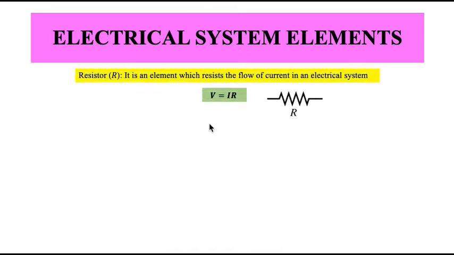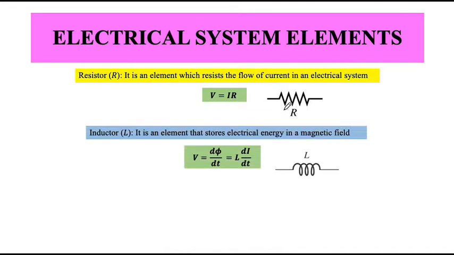So how are these things defined? Well, we all know what a resistor is. It is an element which resists the flow of current in a system, and we all know Ohm's law, V equals IR, the model of a simple linear resistance. If I go to the inductor, I know that the voltage across an inductor is given by d phi by dt, or L di by dt, in the case where flux is linearly related to current.